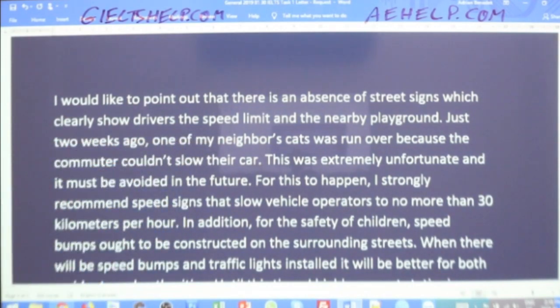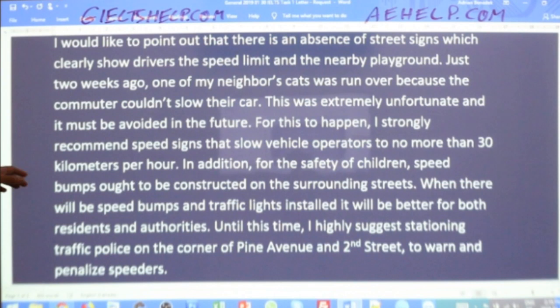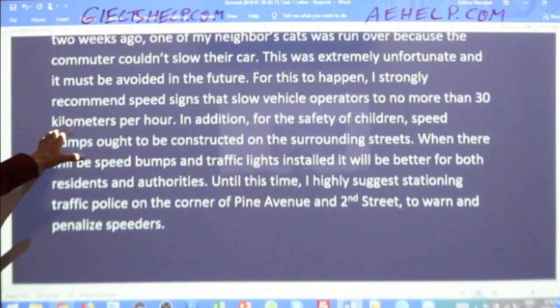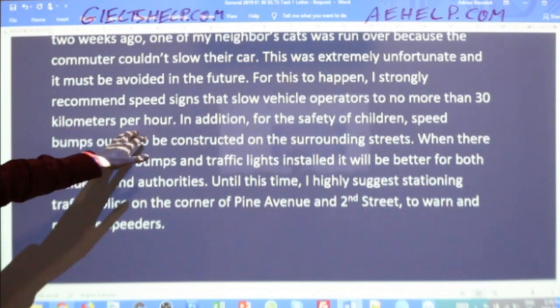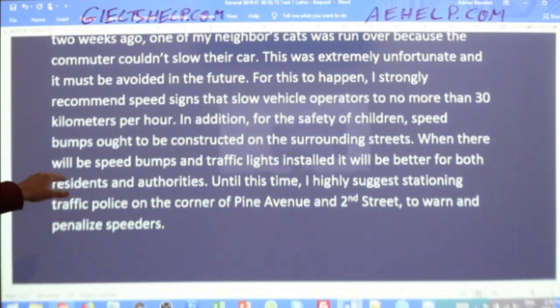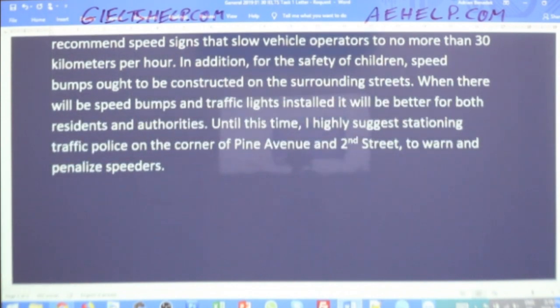Just 2 weeks ago, one of my neighbor's cats was run over because the commuter couldn't slow their car. This was extremely unfortunate, and it must be avoided in the future. For this to happen, I strongly recommend speed signs that slow vehicle operators to no more than 30 kilometers per hour. In addition, for the safety of children, speed bumps ought to be constructed on the surrounding streets. When there will be speed bumps and traffic lights installed, it will be better for both residents and authorities. Until this time, I highly suggest stationing traffic police on the corner of Pine Avenue and 2nd Street to warn and penalize speeders.